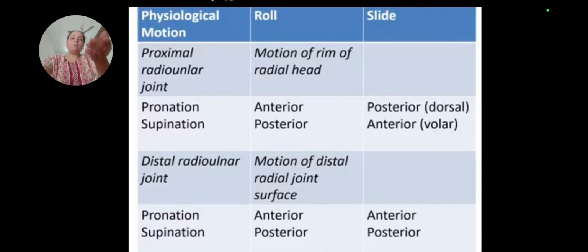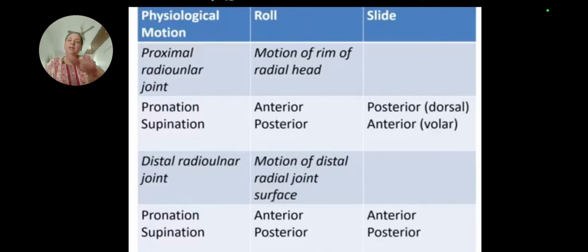That means in pronation, when I look at the distal part, the radius is moving anteriorly, and the rolling is taking place anteriorly and the gliding is also taking place anteriorly.